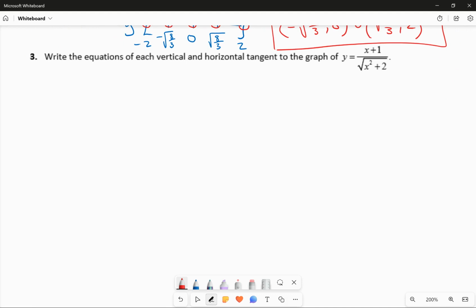All right, so it says write the equations of each vertical and horizontal tangent to this graph. We've seen an example before with vertical and horizontal tangents. So what we're going to do is find the derivative first, and then a horizontal tangent, remember, is when the derivative is equal to 0, or the numerator is equal to 0. And the vertical tangent is when the derivative is undefined, or when the denominator is equal to 0.